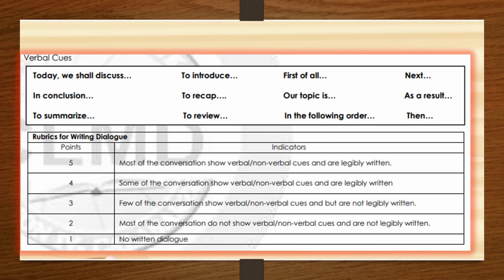So for verbal cues, we have, today we shall discuss, in conclusion, to summarize, to introduce, to recap, to review, first of all, our topic is, in the following order, next, as a result, and then.